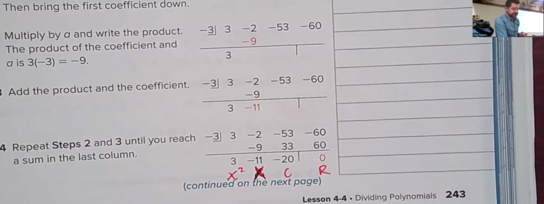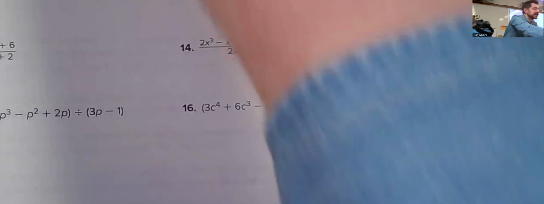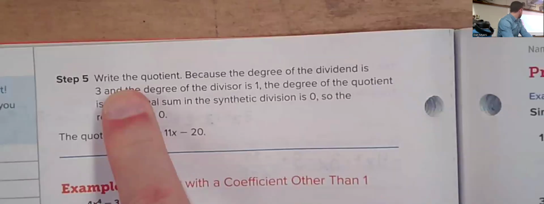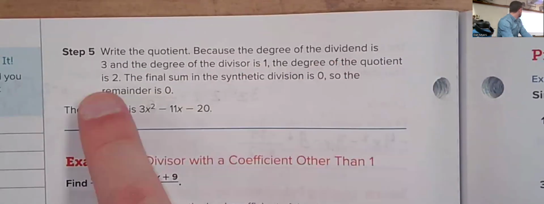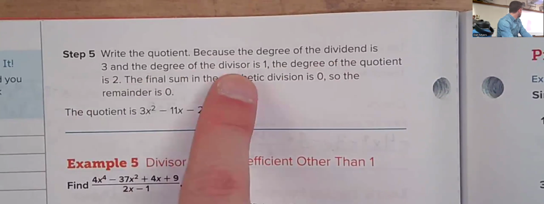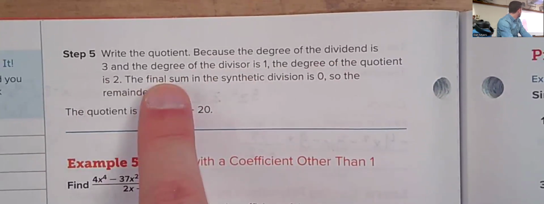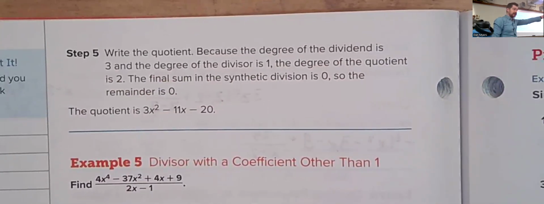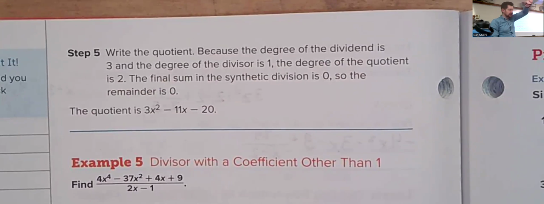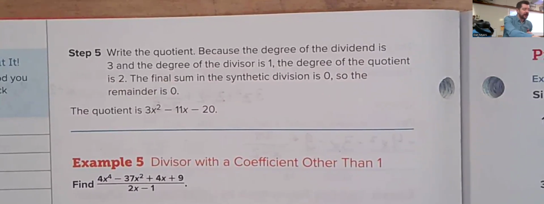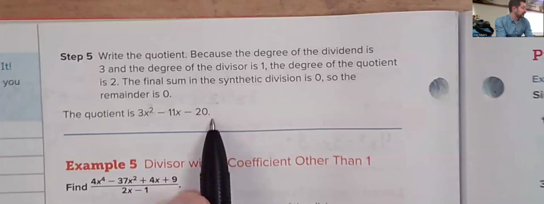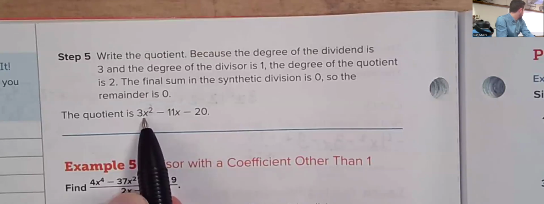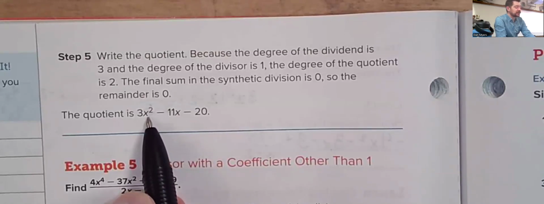So if we go to the next page, let's take a look because we're going to see an answer here. It says to write the quotient, which is the answer. Because the degree of the dividend is 3 and the degree of the divisor is 1, the degree of the quotient is 2. Now, you don't necessarily need to memorize that. You can always just work from right to left, starting with your remainder, constant, linear, quadratic, cubic if it happens to be. And so we had a remainder of 0, and then our constant was -20.